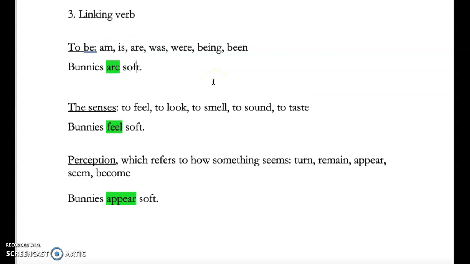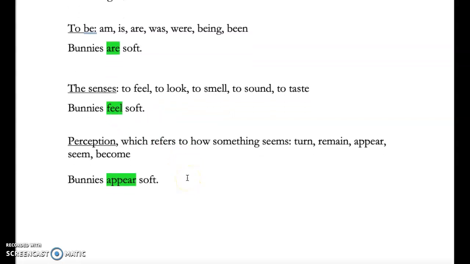The linking verb can also refer to how things meet your senses. Your five senses would be feeling, looking, smelling, sounding, and tasting. So you could say bunnies feel soft, and in this case, feel is your linking verb. I would definitely not say bunnies taste good, although I have to admit I've never tasted a bunny, and I hope never to taste a bunny. But you could say carrots taste good, I think.